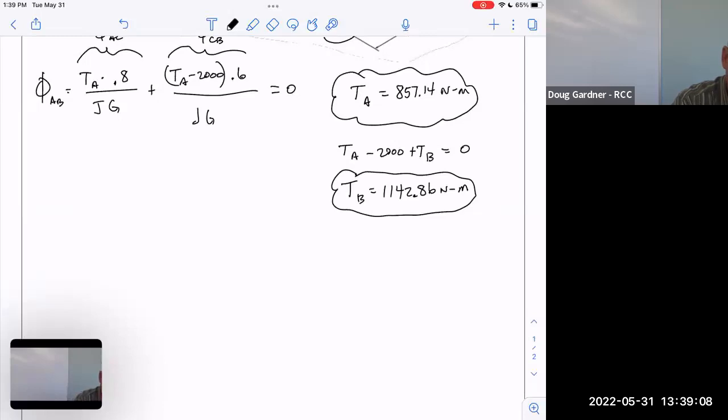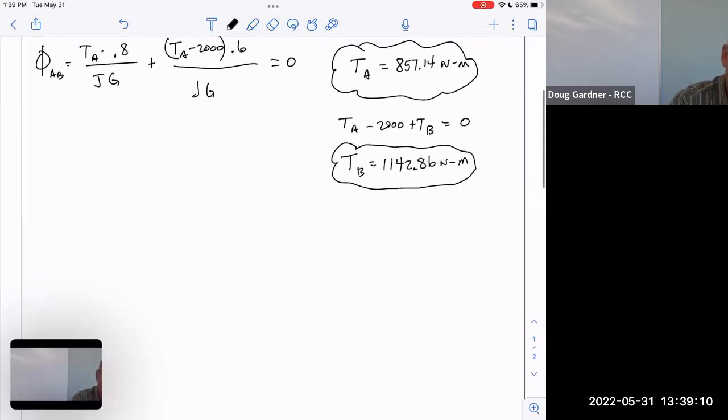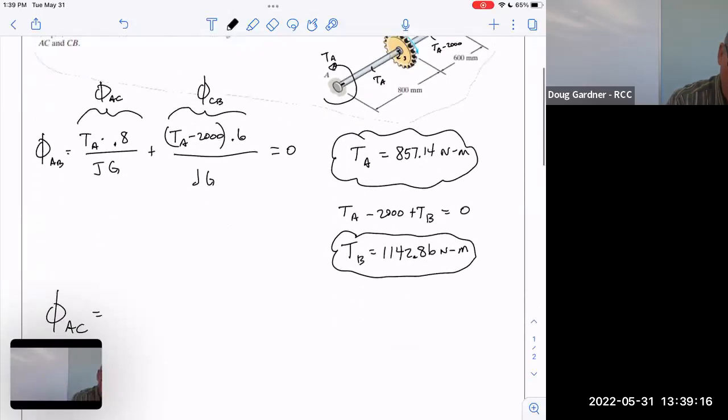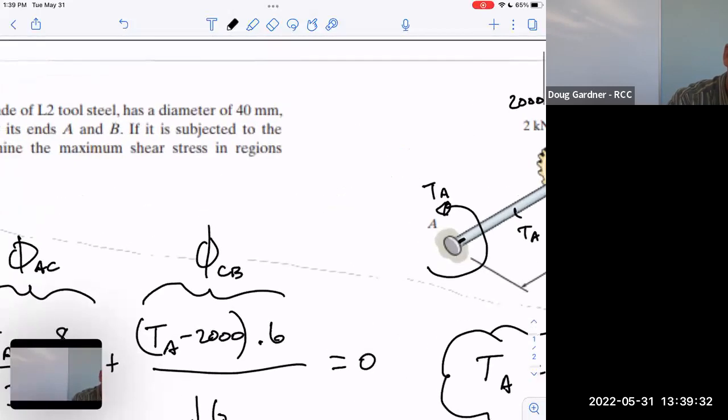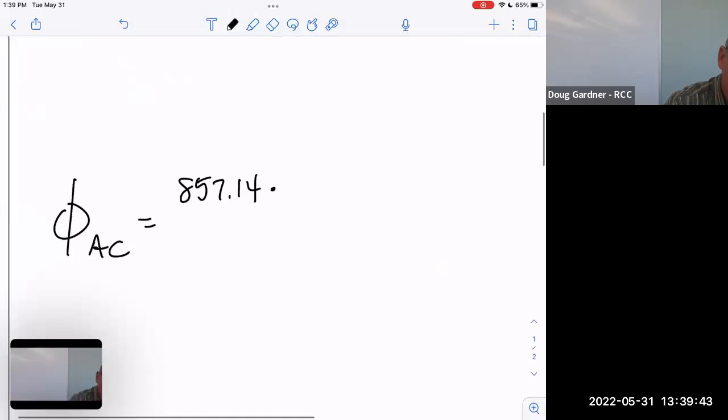Then I could just say, okay, what's the twist from A to C? Well, from A to C is that torque A, 857.14 times its, wait, do I need the twist? I don't need the twist. I wasn't paying attention. It asked for the maximum shear stress, the tau. Again, that's what it's asking for, not for twist. I can find the twist of both of them, and that would check my work to make sure I actually got the same answer. But they're asking us for tau, not for twist.